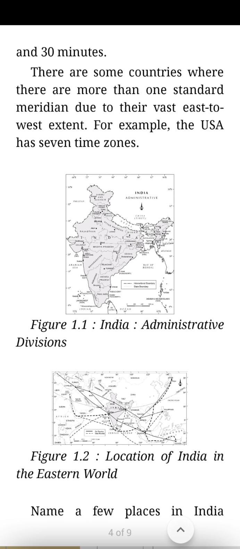There are some countries where there are more than one standard meridian due to their vast east to west extent. For example, the USA has 7 time zones. Figure 1.1, India, Administrative Divisions. Figure 1.2, Location of India in the Eastern World. Name a few places in India through which the standard meridian passes.